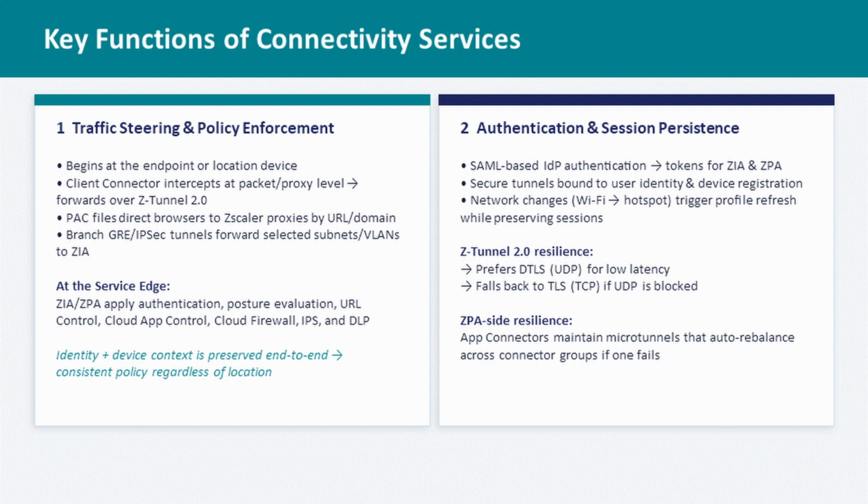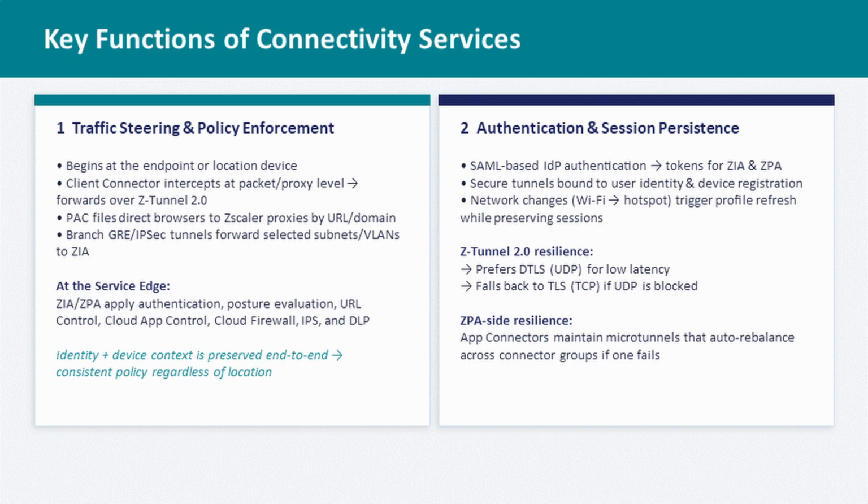Connectivity services deliver two primary functions continuously for every user, every session, every day. The first is traffic steering and policy enforcement. The second is authentication and session persistence. Let's walk through both. Traffic steering begins at the source, at the endpoint or the branch location, before traffic ever reaches Zscaler.